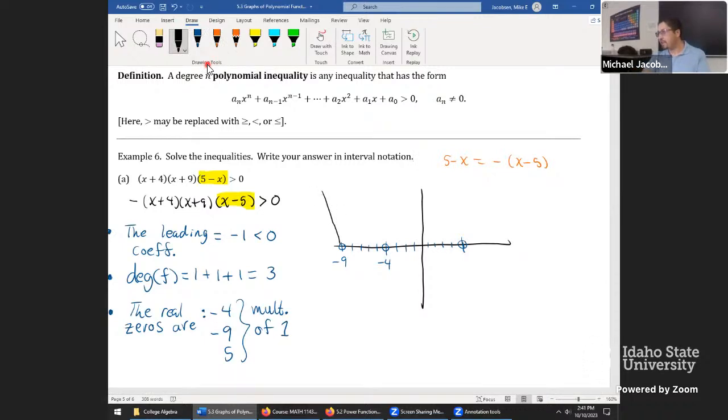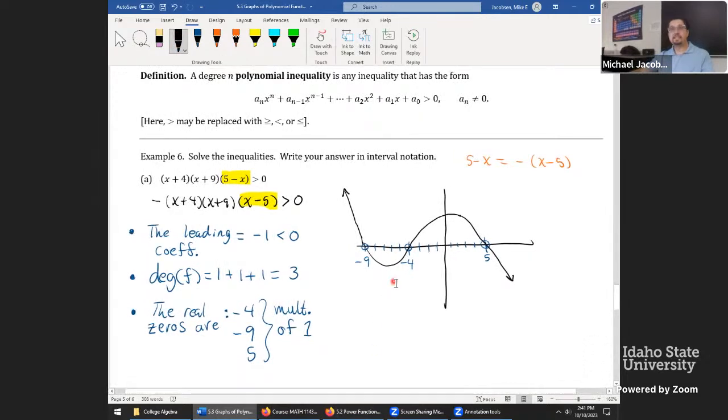Comes through -9 in this way, through -4, and I forgot to put a number there. Not completely required, but it just helps the eyes on the next step. And then it comes through in this way. So there's our really, really rough sketch of the graph. But at this stage, we are so close to done. We just have to say, what are the answers? What are the intervals we actually want? We're going back to this right here.